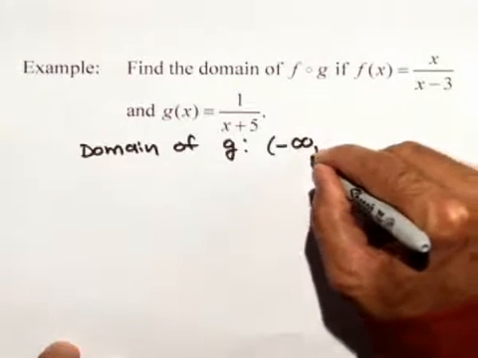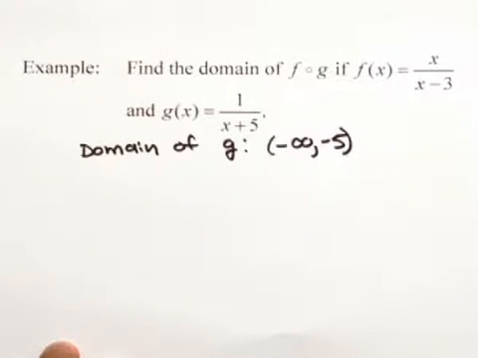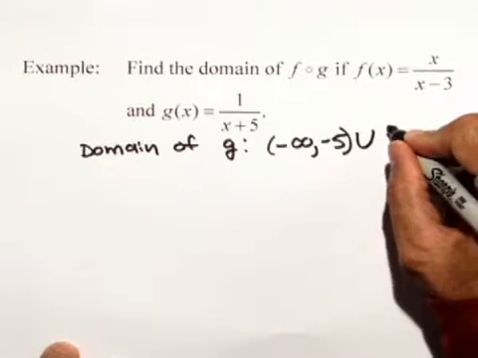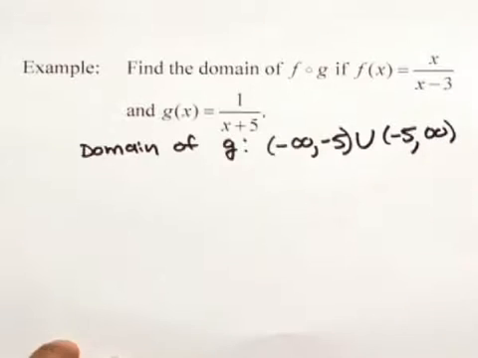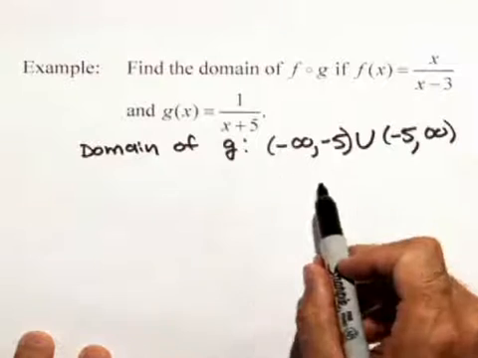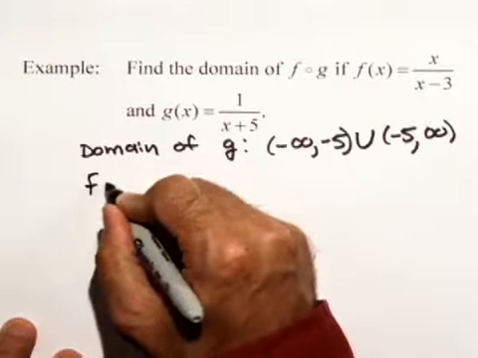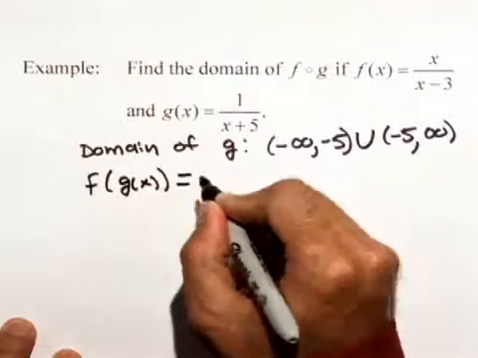So negative infinity to negative 5, open parenthesis on the negative 5, indicating that negative 5 is not in the domain, union negative 5 to infinity. Now the domain of f composed of g will be a subset of this domain. Now we might have to pull a couple points out of that domain. All right, well let's look at f composed of g of x. Let's take a look at what that function looks like.